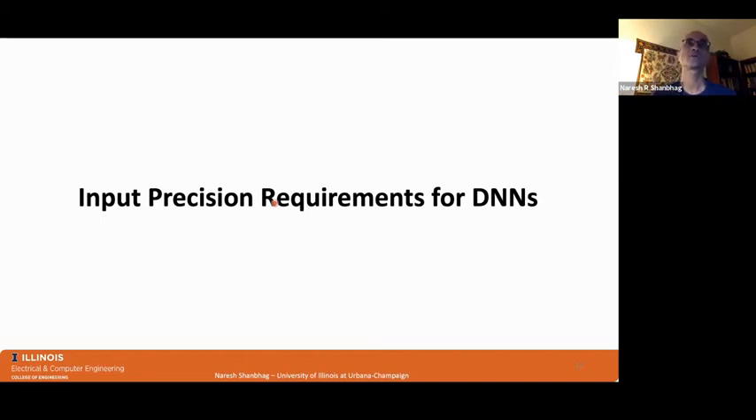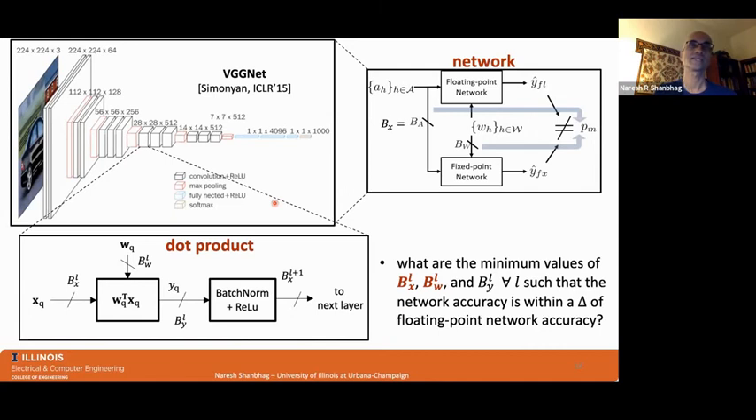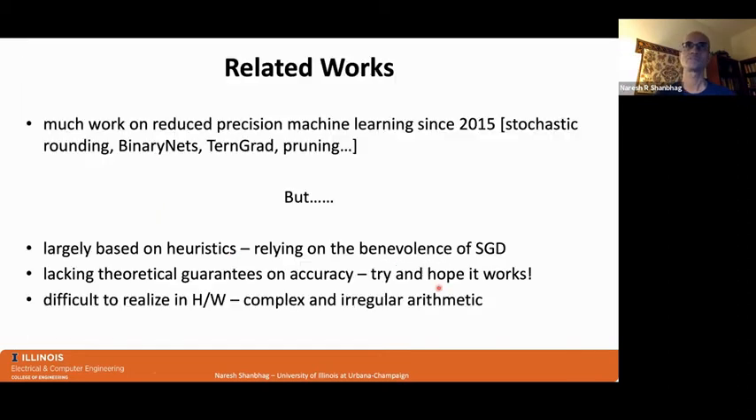Now the big question is, how do I assign the precision of weights and activations? So that's what I mean by input precision requirements for DNNs. In other words, we are now not going to worry about By. We'll just think about Bx and Bw. How do I find out the values of Bx and Bw so that a network accuracy is met? Okay, I'm now moving up to the network level.